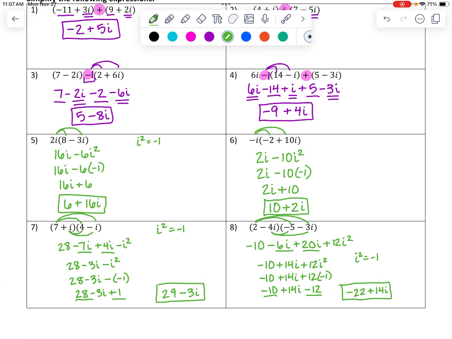So when you're adding, you're just combining like terms. Subtracting, distribute the negative 1, then combine like terms. And multiplication, multiply, add those exponents, make sure that you are simplifying if you have your i squared in there.